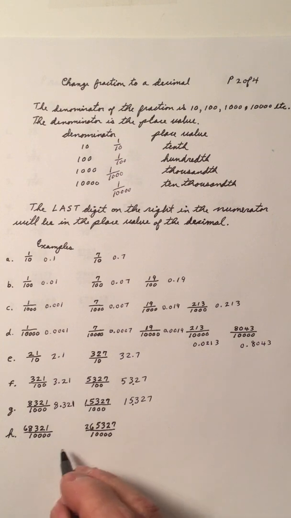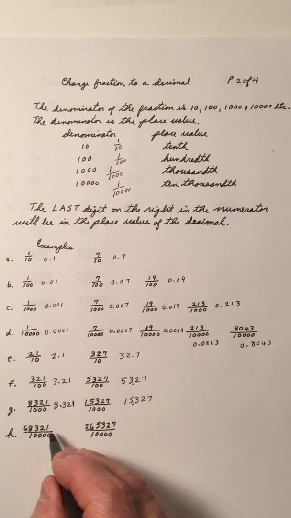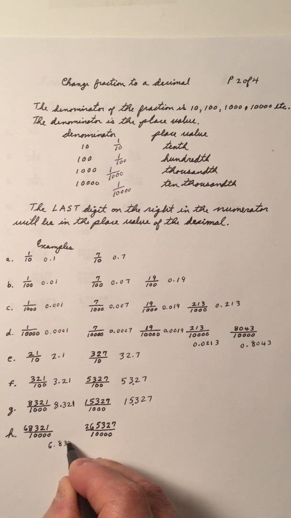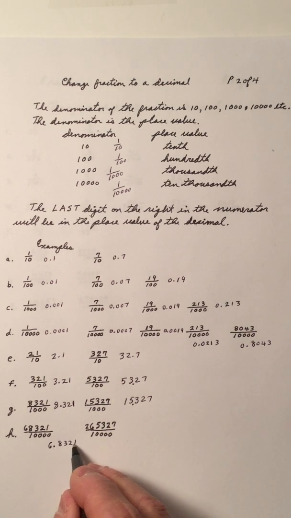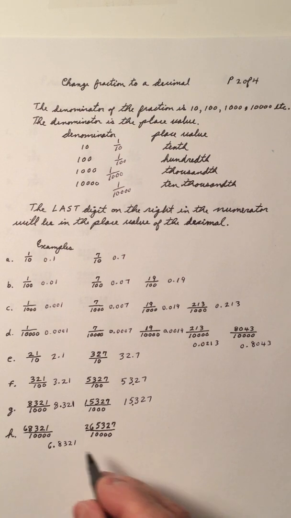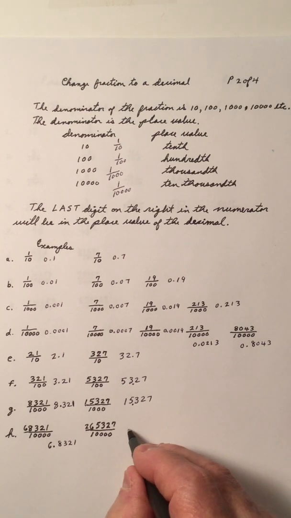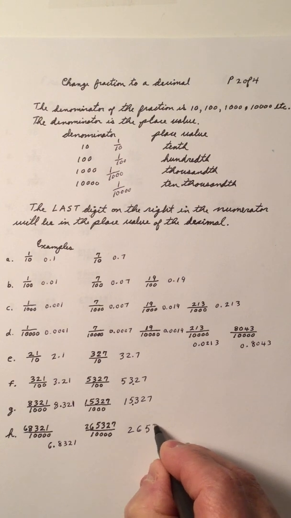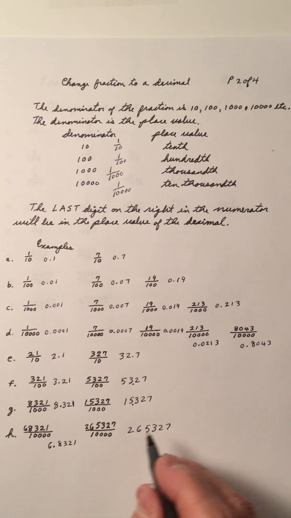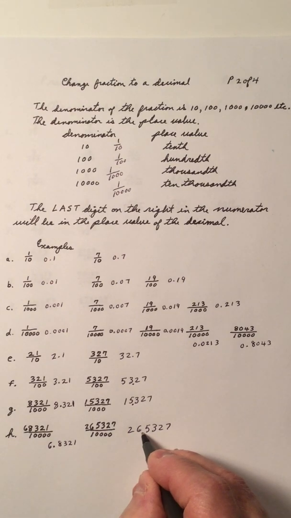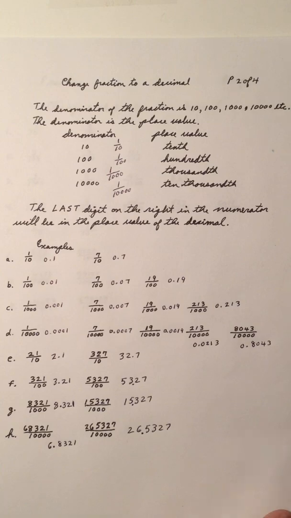Tenths, hundredths, thousandths, ten-thousandths. The 1 goes in the fourth place, so it must be 8321. The decimal is between the 6 and the 8 in order to get the 1 in the ten-thousandths. And 265327, the 7 is in the ten-thousandths place, the fourth place after the decimal, so it's between the 5 and the 6.